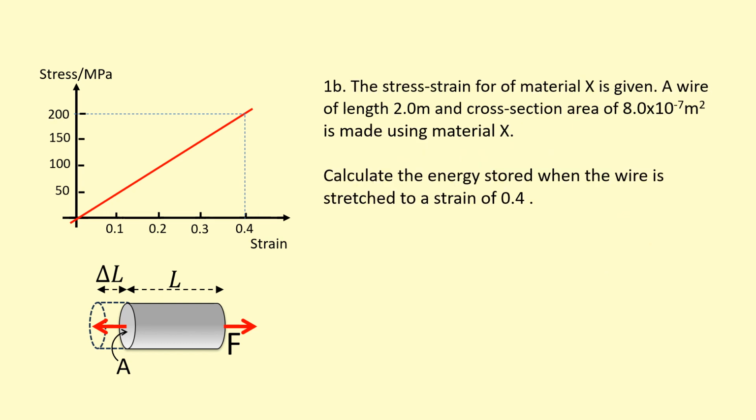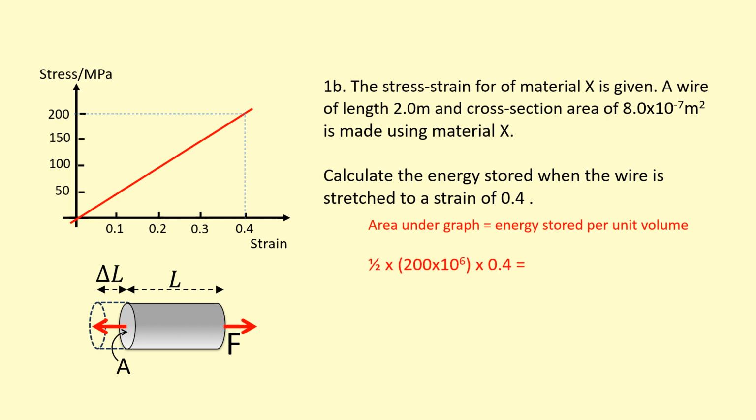In part B of the question, you've got a stress-strain graph for material X, and a wire of length 2 meters and a cross-section area of 8 times 10 to the minus 7 meters squared is made from the material X. Calculate the energy stored when the wire is stretched to a strain of 0.4. Okay, so the area under this graph, like I said, is equal to energy stored per unit volume. So let's work out the area under the graph first.